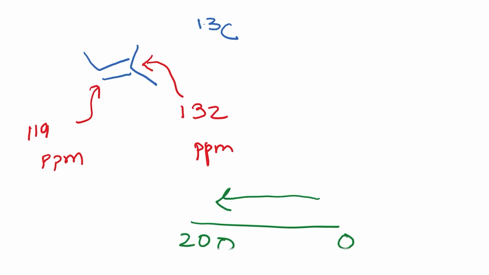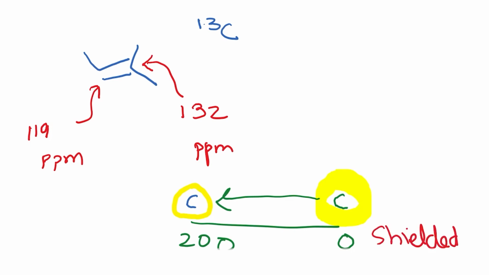This is only a very rough analogy. If this is the electron cloud around this carbon, then as the values go up, one of the indications, not the only indication, is that the electron cloud around this is less. So as you add more electron withdrawing groups, the chemical shift goes up. This is also called de-shielded. So this is more shielded and this is de-shielded. This is another terminology that is frequently used.